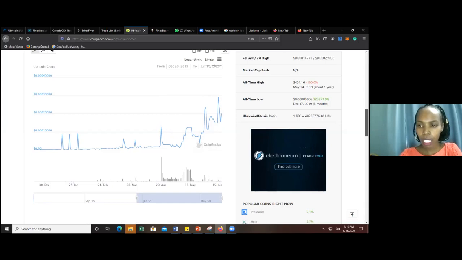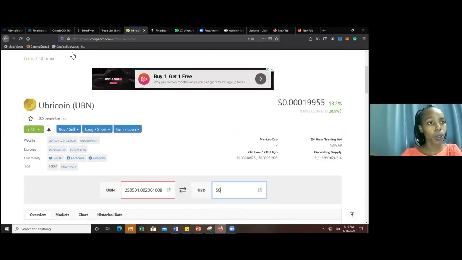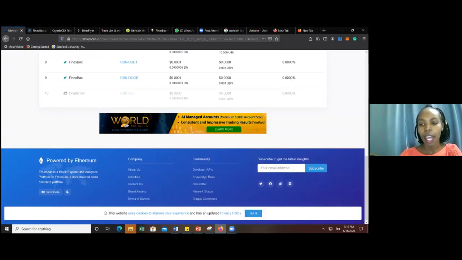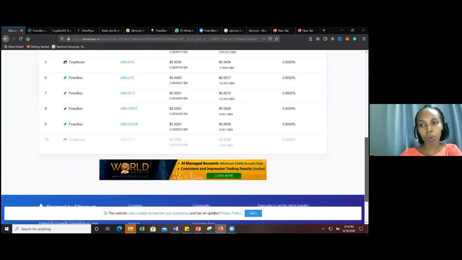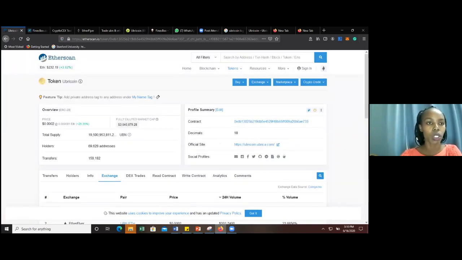So from here, we are going to go to etherscan.io. This is another website where you can see the activity of Ubricoin in the market. So we use CoinGecko and etherscan.io. Etherscan.io is a block explorer where all the cryptocurrencies built on the Ethereum blockchain are listed, and all the activities are listed here, and you can see how the coin is doing. This is a good way of making sure that Ubricoin is very transparent, and anyone in the world can see all the activities that are happening with Ubricoin.